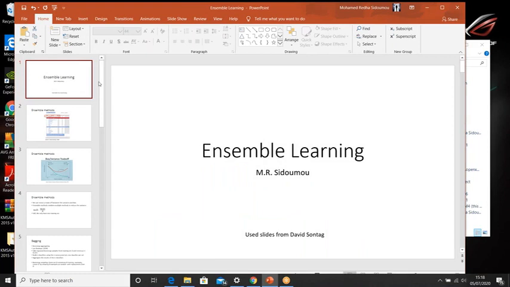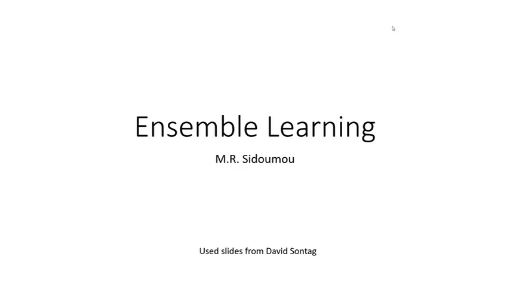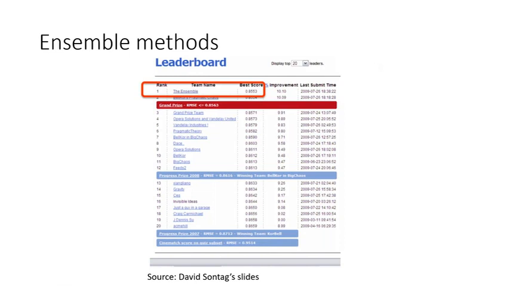So today we are going to talk about ensemble learning. What is this ensemble learning? If you look at Kaggle and this kind of competitions, most of the time you will see the top models using some ensemble method. They generally outperform most other machine learning methods. You can see they are calling themselves the ensemble here. They are probably using some ensemble method.